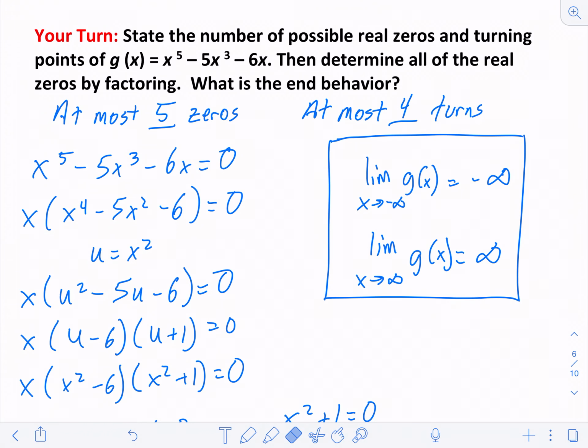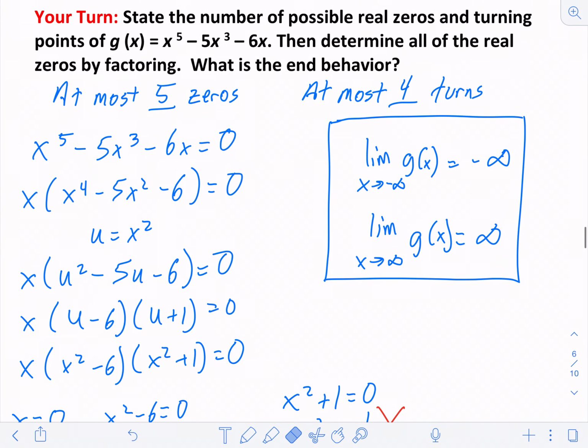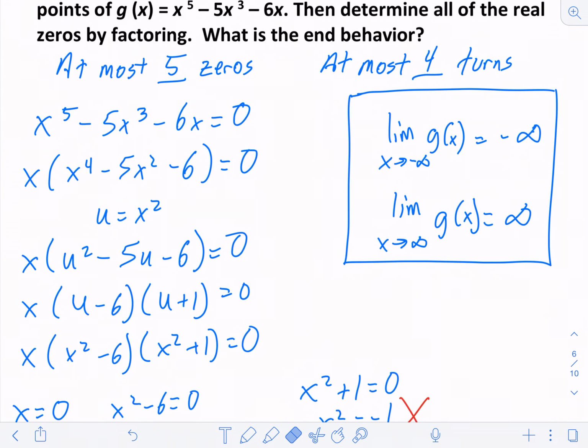What's my answer going to be? So the answer is going to be that it has at most 5 zeros and at most 4 turns, right? Because my degree is 5. So I'm going to have at most 5 zeros and at most 4 turns. Let's go ahead and factor it and see what those zeros actually are. So if you'll notice here, I set it equal to 0. I factored out an x to begin.